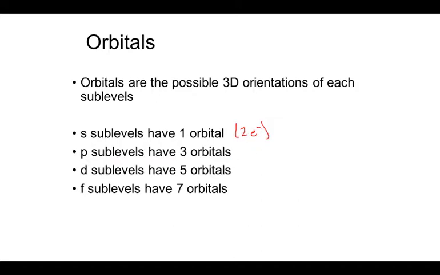Every single P sublevel has 3 orbitals, and each of those orbitals can have 2 electrons. So that means we have 6 electron places for those. D sublevels have 5 orbitals, so that means there's 10 electron slots. And F sublevels can have 7, so that means they have 14 electrons.